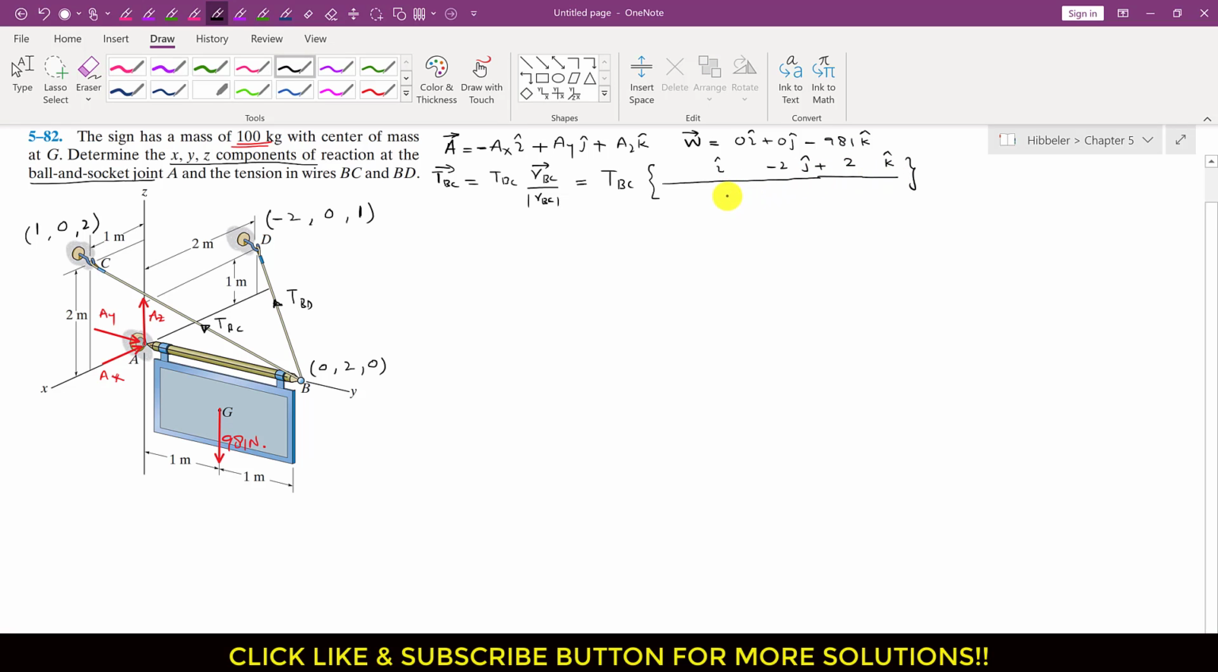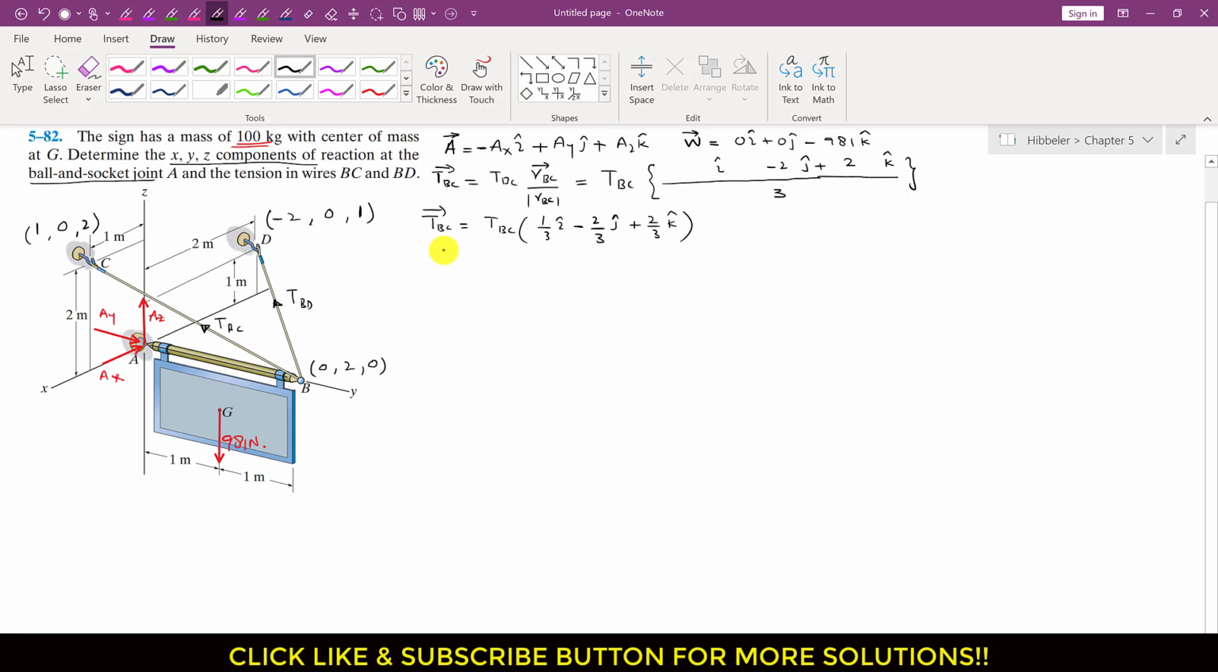So the magnitude of this is the square root of 1 squared plus 2 squared plus 2 squared, and when we simplify this, the magnitude comes out to be 3, right? So we can write this TBC vector as the TBC magnitude times 1 divided by 3 i, minus 2 divided by 3 j, and plus 2 divided by 3 k. Right, so this is the TBC vector.